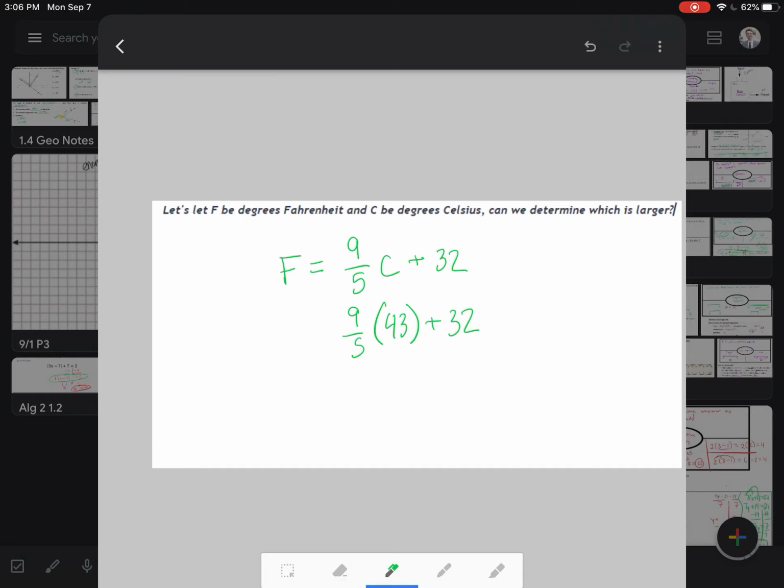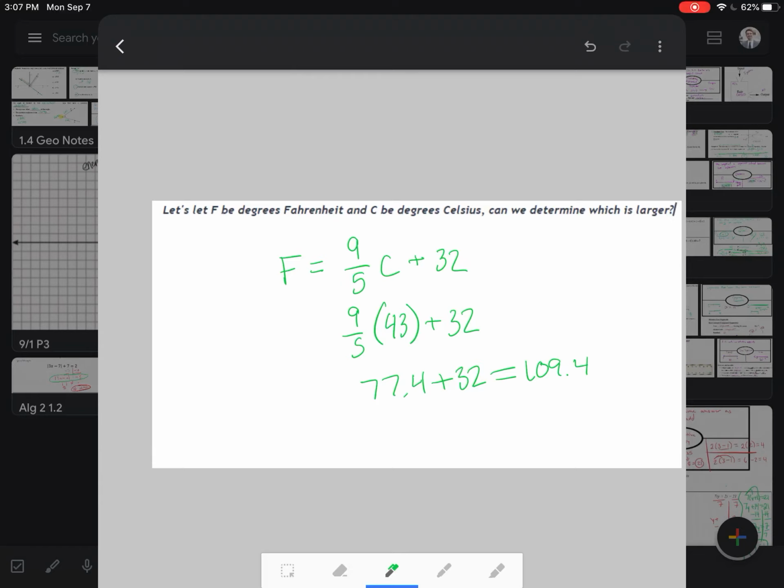9/5 times 43, and we'll just get a decimal approximation. It doesn't need to be perfect. Our answer for that is going to come out to 77.4. And if we add 32 degrees to that, we'll get our final answer of 109.4. So over the weekend, looking at the Grand Prix, it was almost 110 degrees there, so very hot as well. And this is something that we want to think about when evaluating these two expressions next to each other.